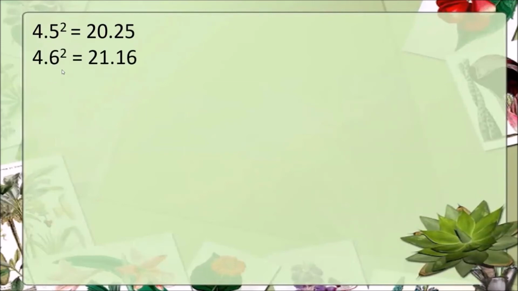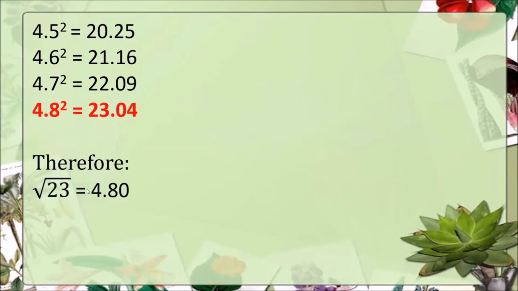For square root of 23, 4.5 squared equals 20.25. 4.6 squared is equal to 21.16. 4.7 squared is equal to 22.09. 4.8 squared is equal to 23.04. Therefore, square root of 23 is equal to 4.80.